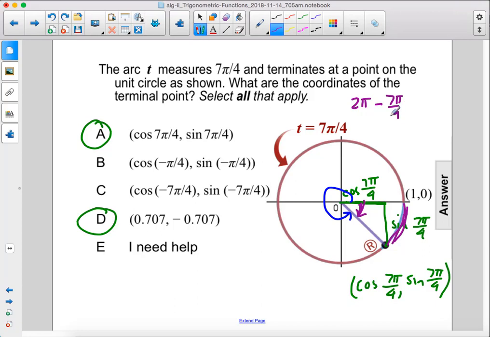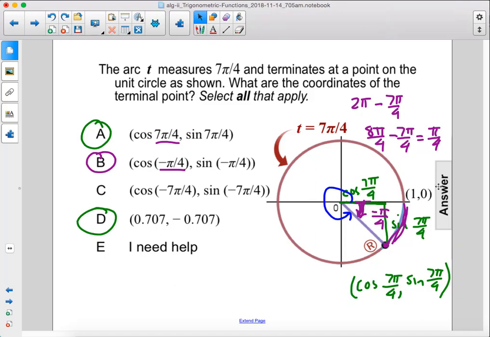So 2 pi minus 7 pi over 4, let's rewrite this 2 pi as 8 pi over 4 minus 7 pi over 4. So now we have a common denominator, and that gives us pi over 4. So this angle from here to there is negative pi over 4. Therefore, you could also write this coordinate as the cosine of negative pi over 4, comma, the sine of negative pi over 4. So negative pi over 4 is going to be the same thing as 7 pi over 4. They're going to have the same cosine and sine values. So the answer here is A, B, and D.